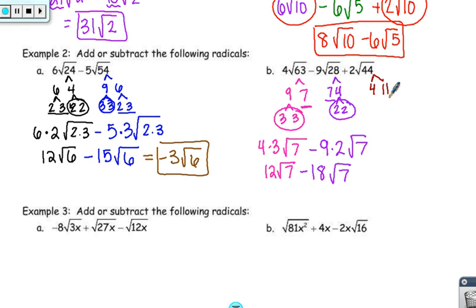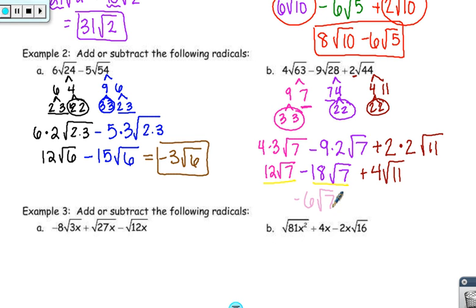44. Well, 4 times 11 is 44, and 4 is 2 times 2. There's a 2 on the outside already. There's a group of 2 coming out, and there's an 11 staying in. So that becomes plus 4 square roots of 11. What matches here? 12 square root of 7 minus 18 square root of 7 makes negative 6 square roots of 7. And then plus 4 square roots of 11 does not have a match.